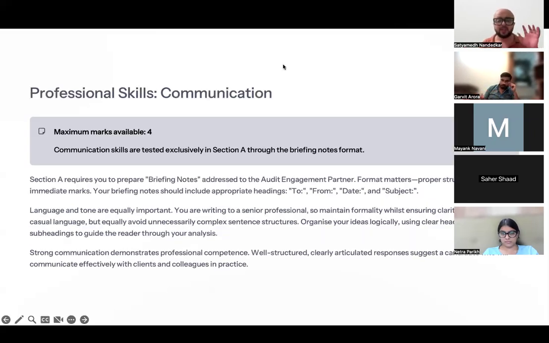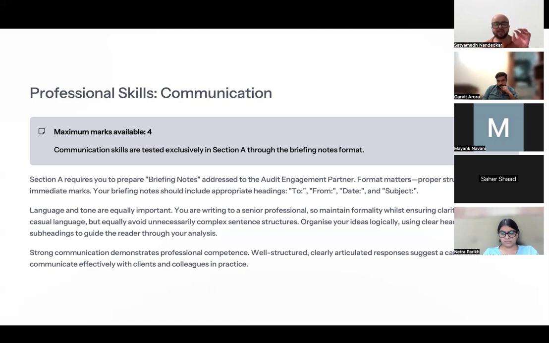नाउ रिमेंबर, द फर्स्ट क्वेश्चन एक्सपेक्ट्स यू, ये फॉर्मेट फिक्स्ड है, ठीक है. फर्स्ट क्वेश्चन में दे एक्सपेक्ट यू टू प्रिपेयर ब्रीफिंग नोट्स. अब आपको हेडिंग देना है ब्रीफिंग नोट्स एड्रेस टू द ऑडिट एंगेजमेंट पार्टनर. आप उसको एक बेसिक स्ट्रक्चर दे दो, आपको कम्युनिकेशन स्किल का 1 मार्क मिल जाएगा. सो टू फ्रॉम डेट सब्जेक्ट डालो, ठीक है. नाउ यू हैव टू अंडरस्टैंड, क्रिएटिंग दिस फॉर्मेट अर्न्स यू 1 मार्क.